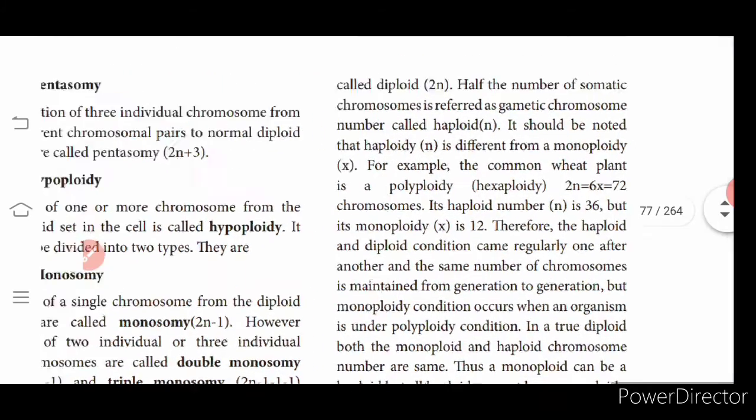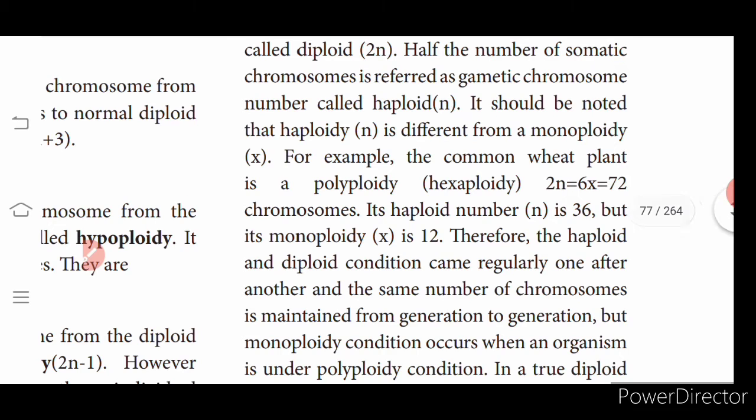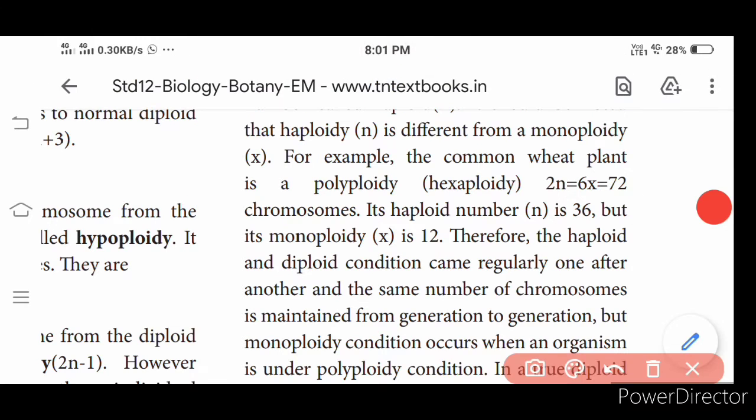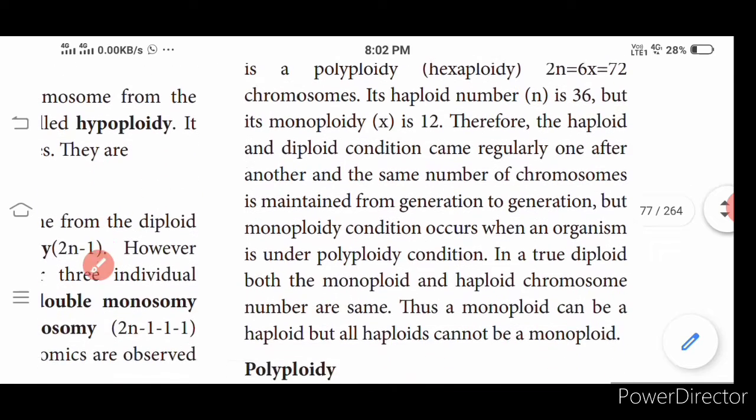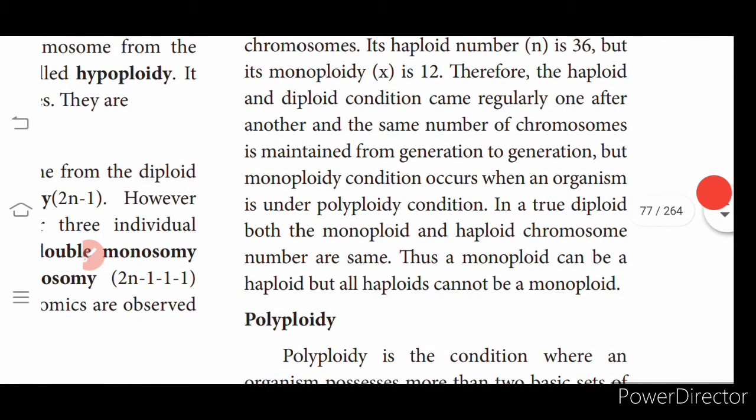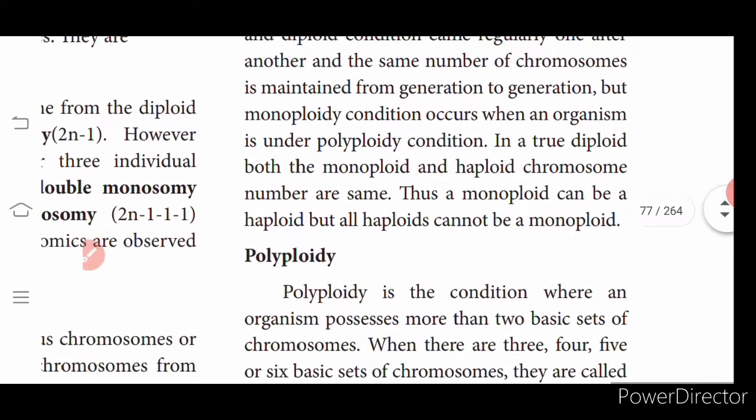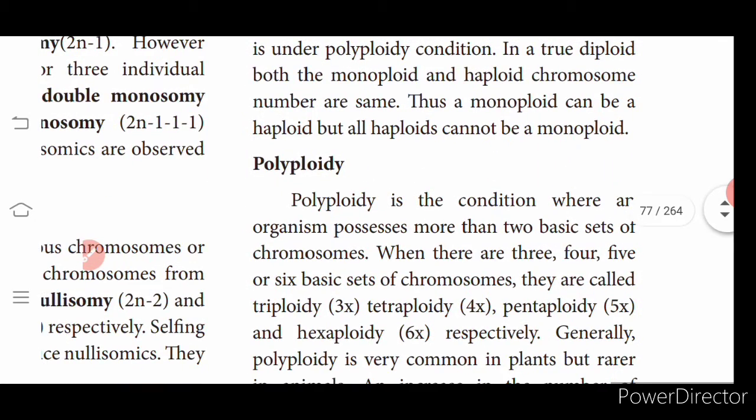Okay. So haploidy is a condition where n chromosomes are present, and you have the condition called hexaploidy, where 6 X chromosomes are present, and therefore haploid and diploid conditions come regularly one after the other. The same number of chromosomes is maintained generation after generation. Do you follow? Due to gametogenesis, the haploid condition is formed, so that we have the diploid condition as a normal individual.